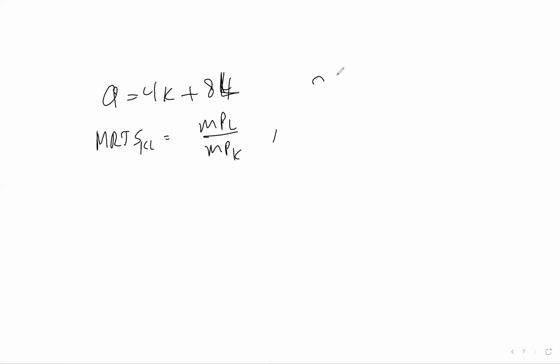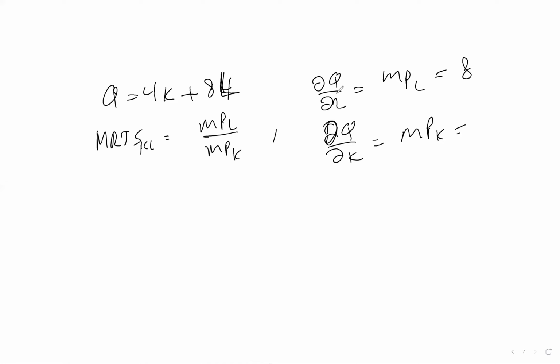The derivative of Q with respect to L is equal to the marginal product of labor, and also taking the derivative of Q with respect to K, that is equal to the marginal product of capital. So that's how we do it. Now, the marginal product of labor is equal to 8, and the marginal product of capital is equal to 4, because the derivative of 8L with respect to L is only 8, and also 4K is 4, and therefore the marginal rate of technical substitution is equal to 2.